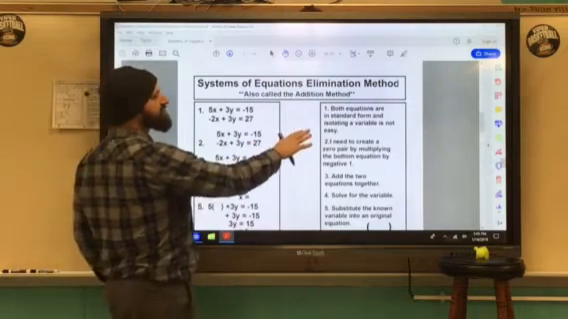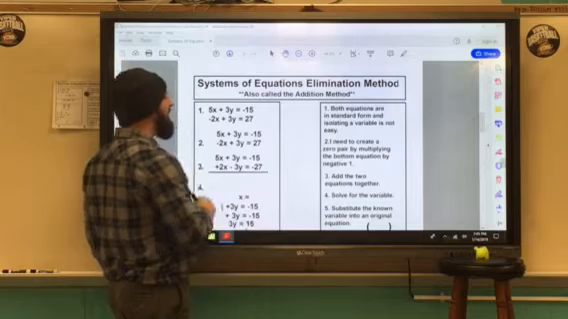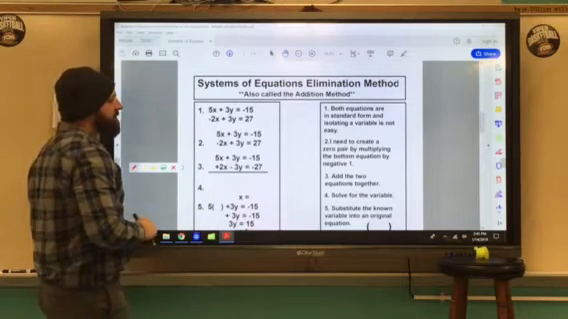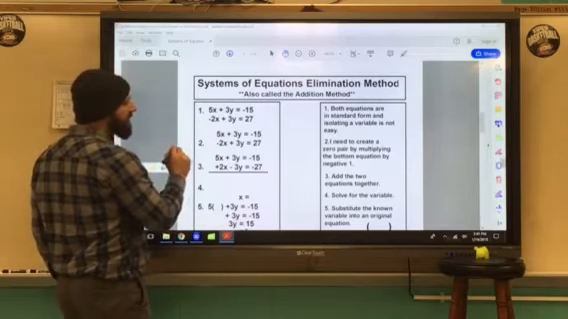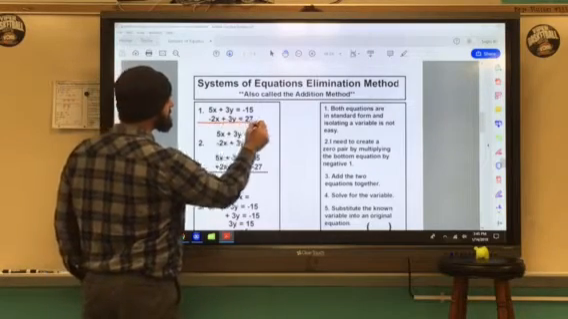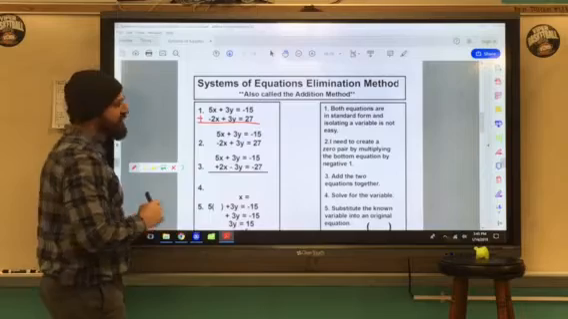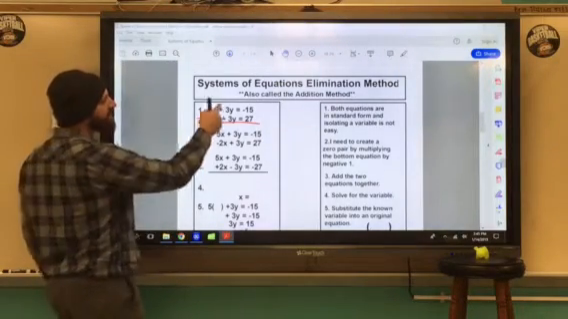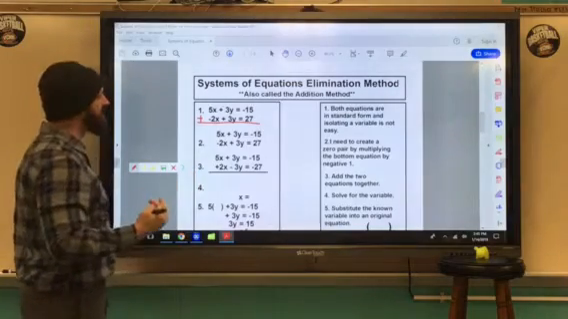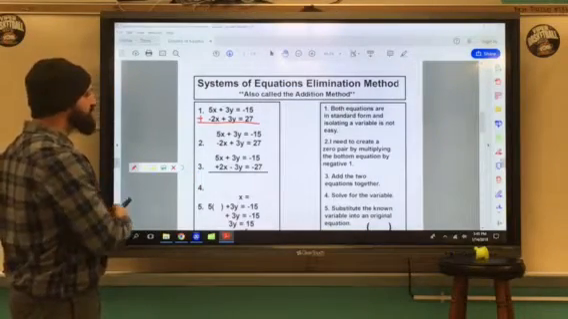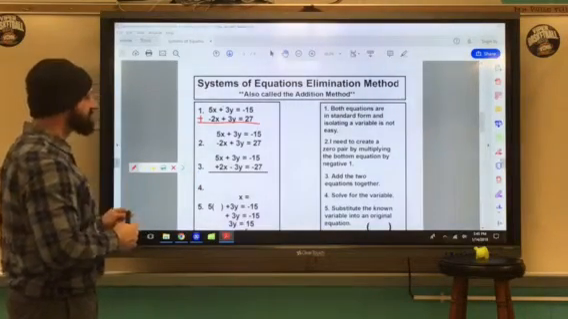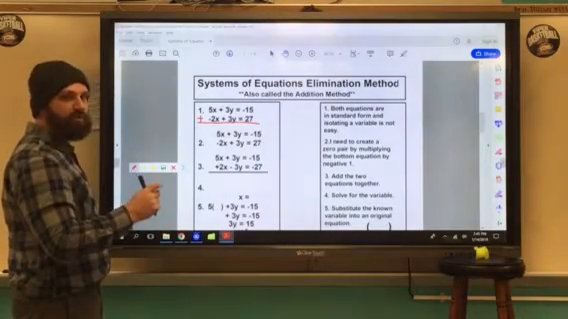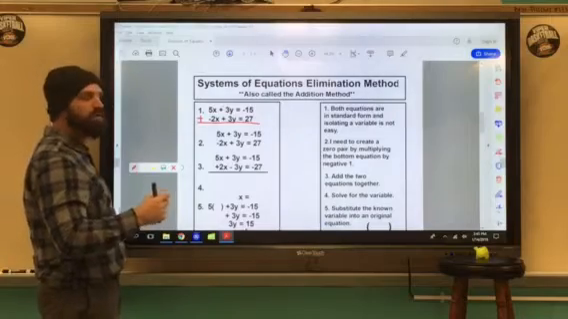So both equations are in standard form, and isolating either one of the variables is not going to be easy. But when I try to add these two equations together, 5 plus negative 2 is 3. That doesn't eliminate. 3 plus 3 is 6. That doesn't eliminate. So I'm going to have to multiply one of the equations by a factor in order to create a zero pair, or in order to eliminate one of the variables.